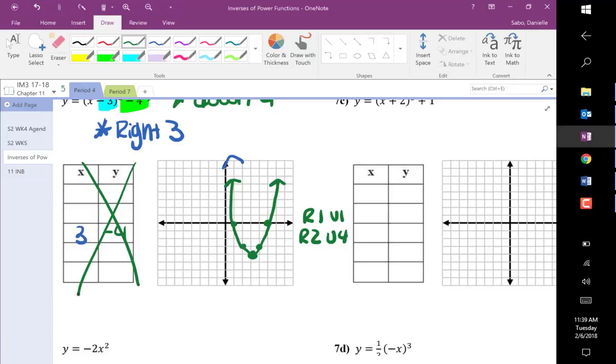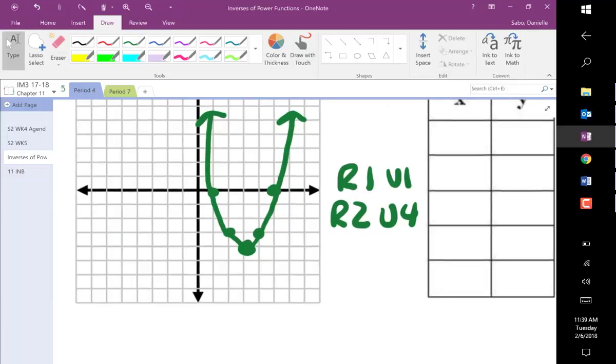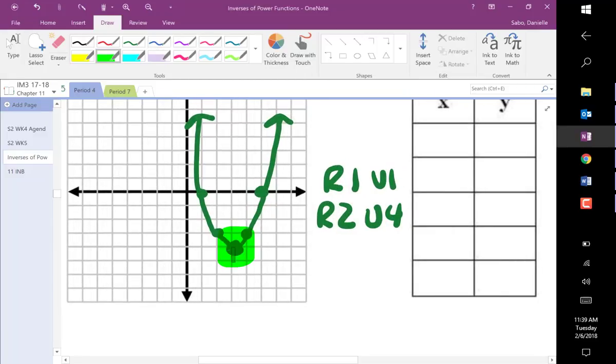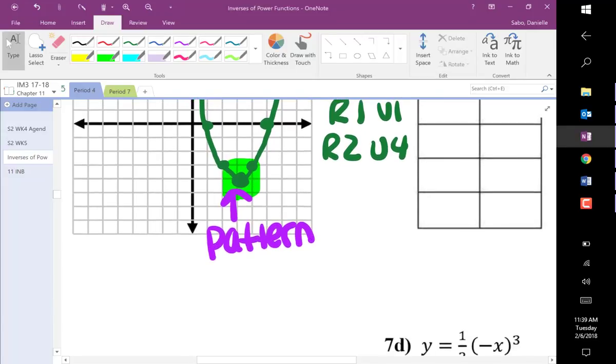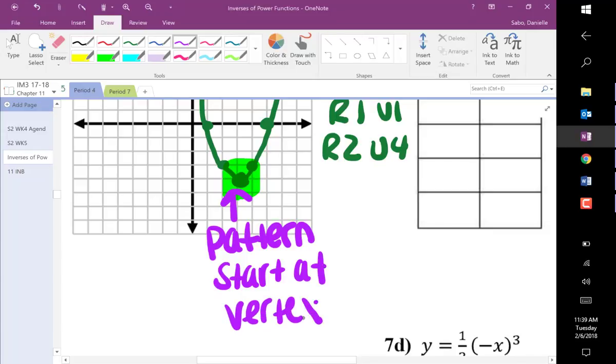You always start from the point that's the vertex. So maybe highlight or star this piece. If you're using the pattern, again, if you're someone that does not care about patterns, then don't worry about it. Start putting in your calculator. If that's something you want to do, you always start at your vertex, which is this point right here. That's why I went right 1, up 1 from there. I went right 2 and up 4 from there.